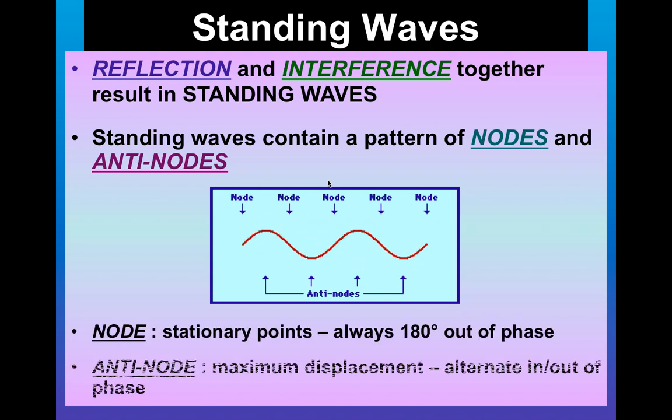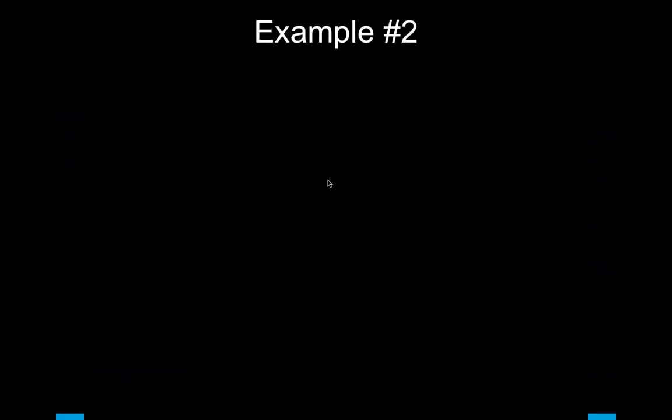So nodes, again, are stationary points. We'll talk about what it means to be in and out of phase in a little while. Antinodes have your maximum displacement. They have your amplitudes. The node will have an amplitude of 0. An antinode will have your maximum amplitude, depending on what it is for each particular wave.